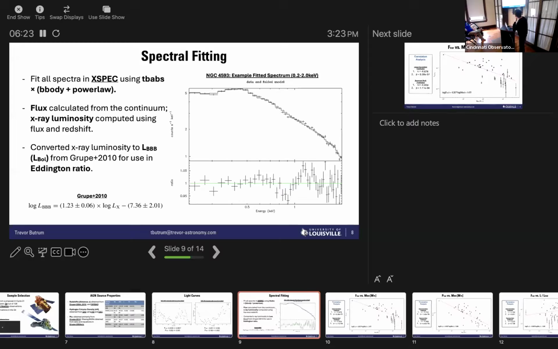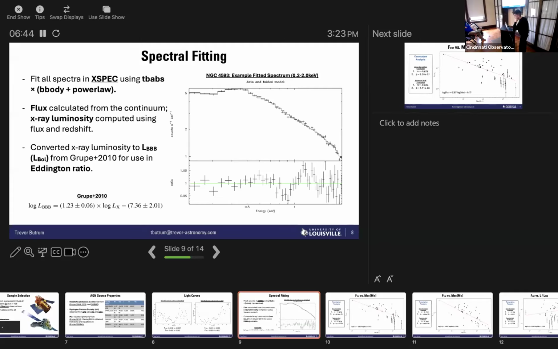You have the energy on the x-axis and counts on the y-axis. Then you have the data here, and the fit of the data there. The bottom graph is the ratio between the model and the actual data itself. You can see that it fits fairly well.